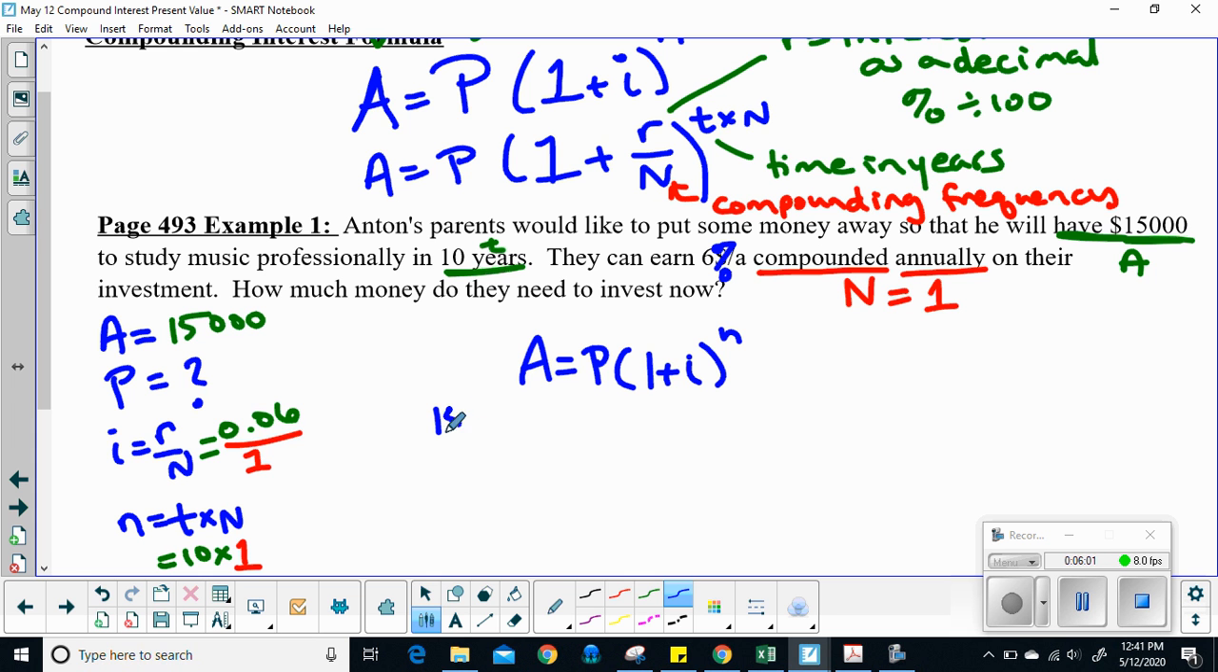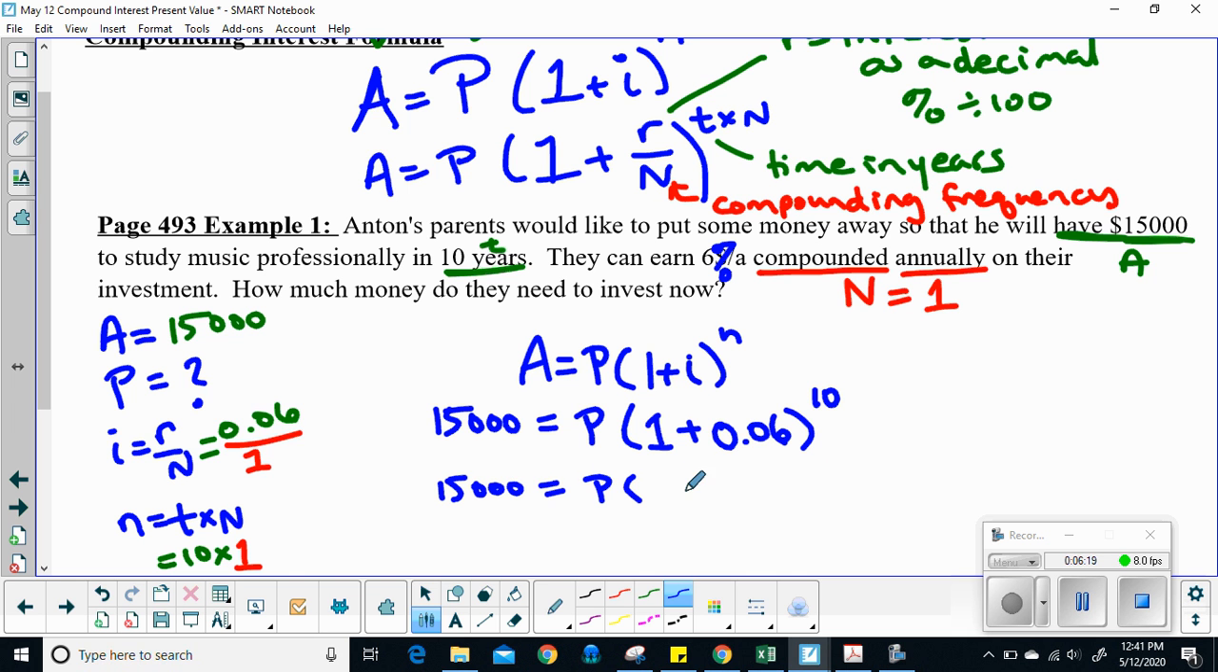Stick in our numbers. So I've got 15,000 is what I want to end with. I don't know what I want to start with. That's a 1 plus i, well, that simplifies to 0.6. Little n simplifies to 10. Okay. Order of operations here, people. Simplify what's inside your brackets first.